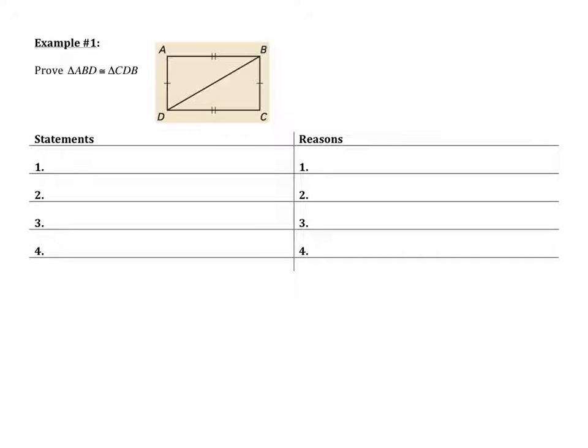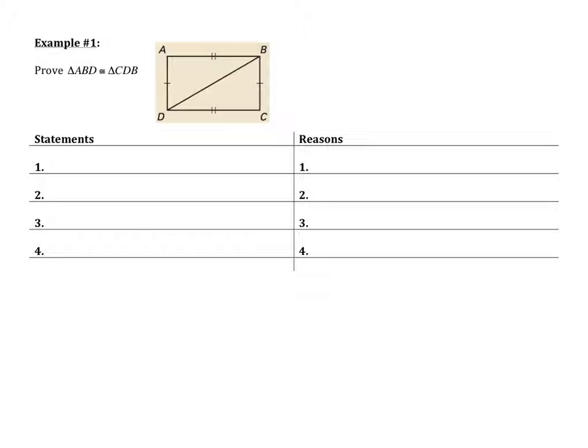Let's start with example number 1. And example number 1 puts the side, side, side postulate to work. We are asked to prove that triangle ABD, which is this triangle right here, is congruent to triangle CDB. So that's this triangle right here. Looking at the diagram, we are told that segment AD is congruent to segment CB, and we are told that AB is congruent to CD.